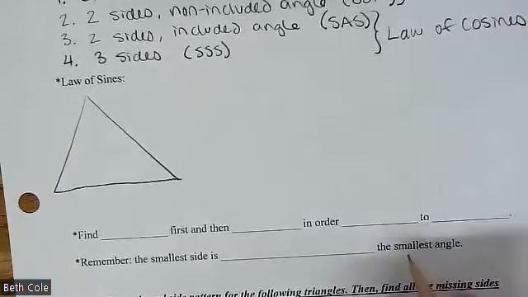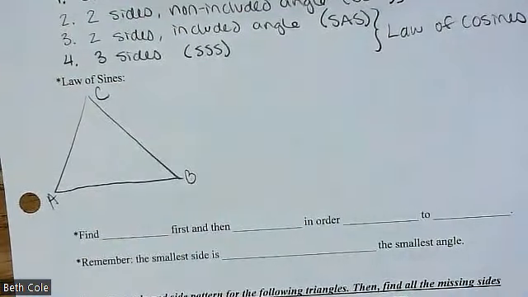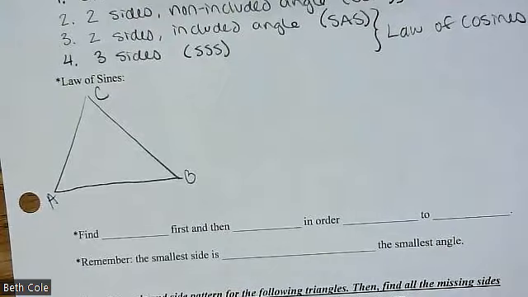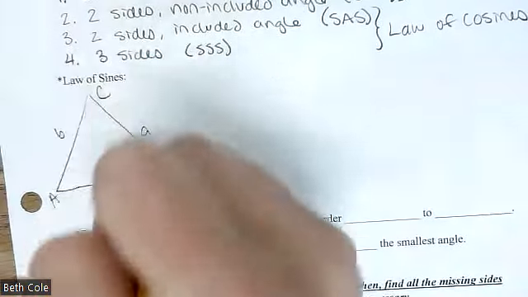But anyway, we're going to call this A, B, and C. And the little letters, the baby a, baby b, baby c, all go across from them.